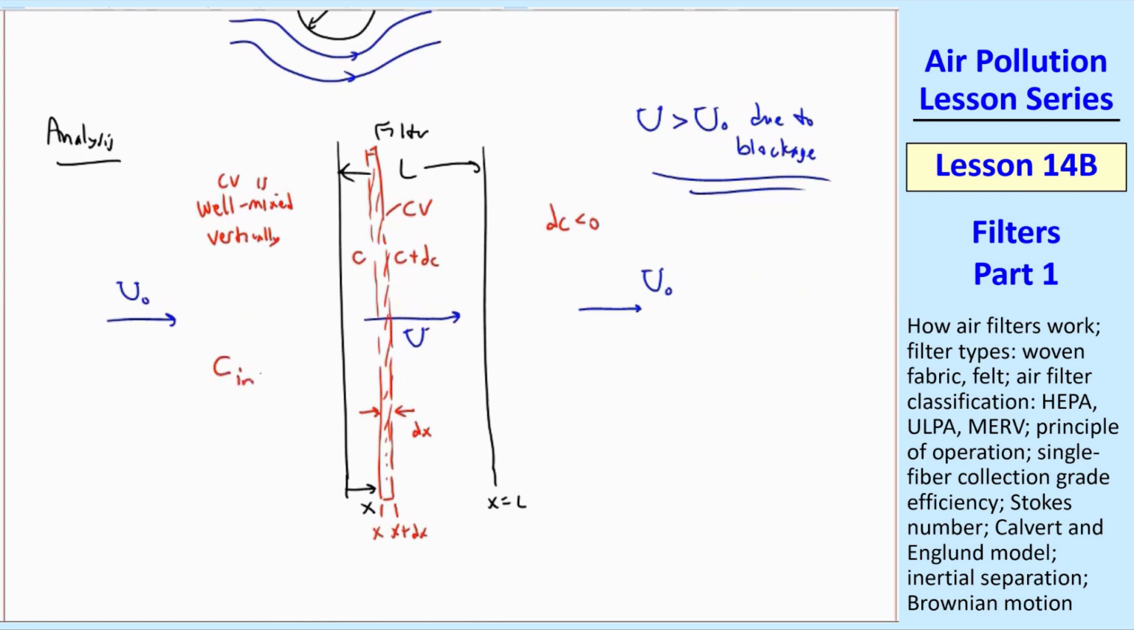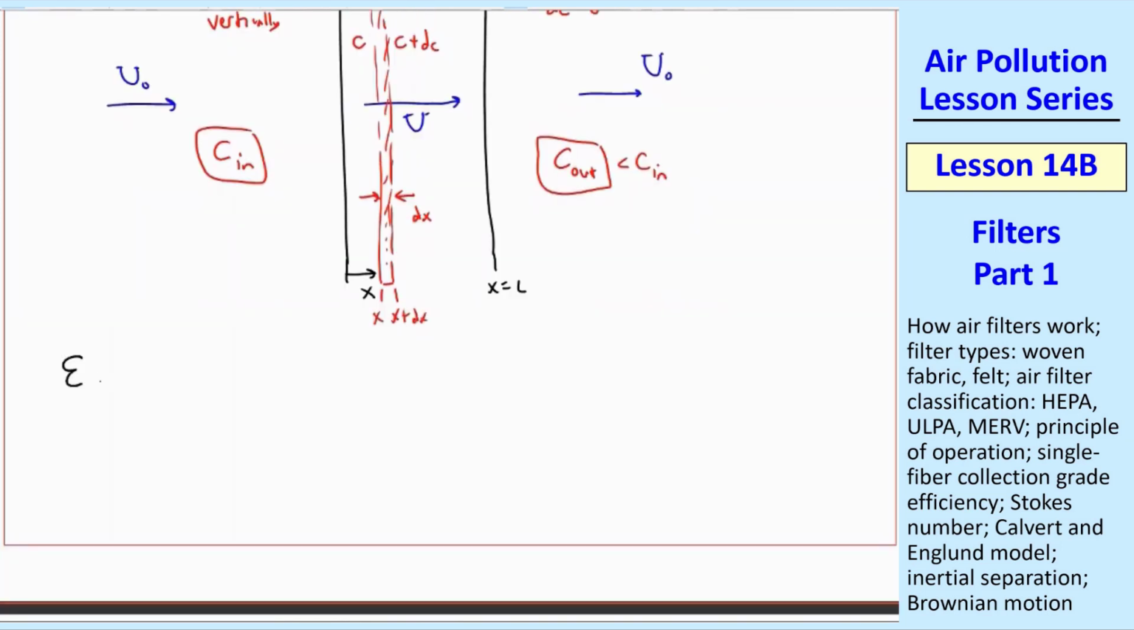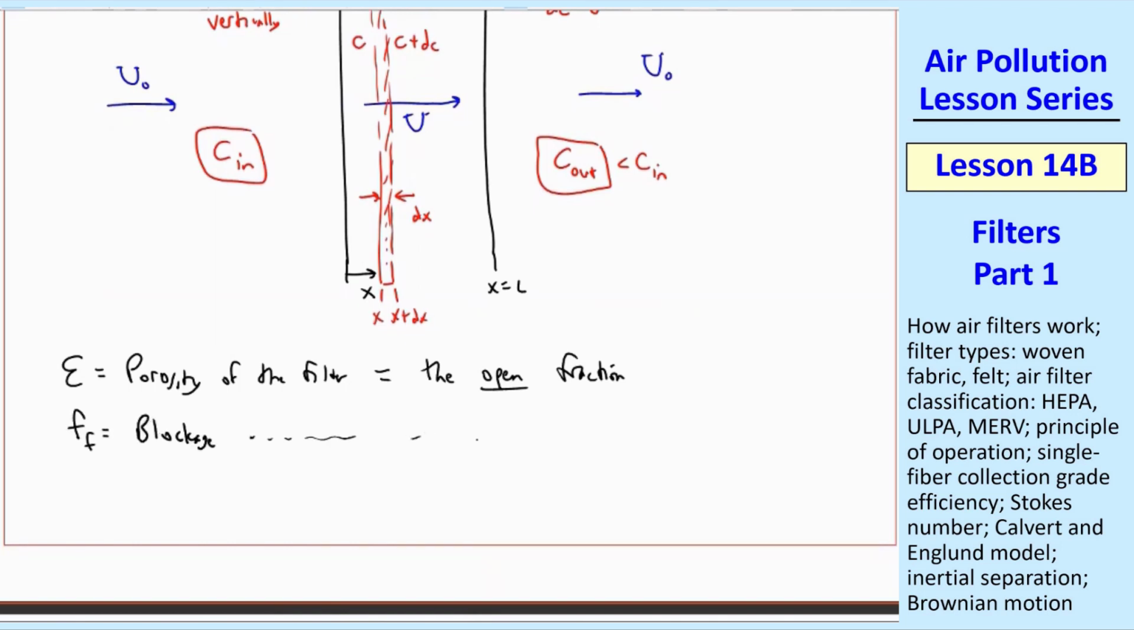So you have some C in and you have some C out. It's an air pollution control device. It's a cleaner. So C out is less than C in, and we can define some efficiency of the filter just like we always do. Let's define epsilon as the porosity of the filter, and that's defined as the open fraction of the material, and F sub F is called the blockage of the filter, and that's equal to the blocked fraction. So when I showed you that blue furnace filter from my house, you could actually see through it. The percent open area would be the porosity, and that might be 70, 90%. Blocked area might be only 30 or 10% because these two are related.